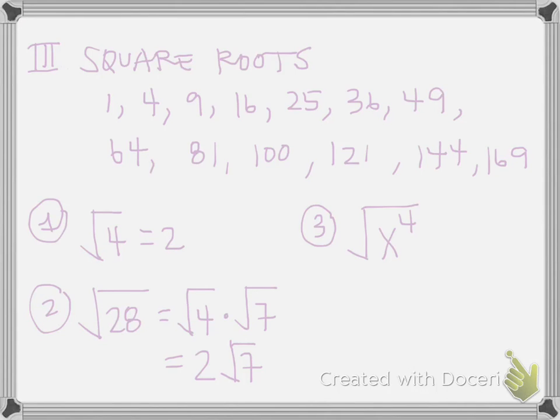The square root of x to the 4th. Square root of x to the 4th is x squared times x squared, right? So the square root of x to the 4th is just going to be x squared. This is also like saying x to the 4th raised to the 1/2 power, because a square root is the same thing as a rational exponent.